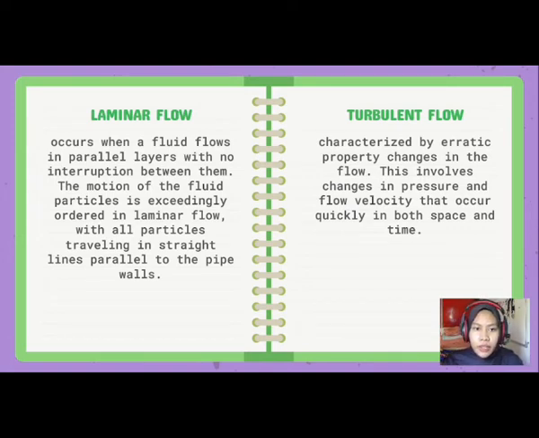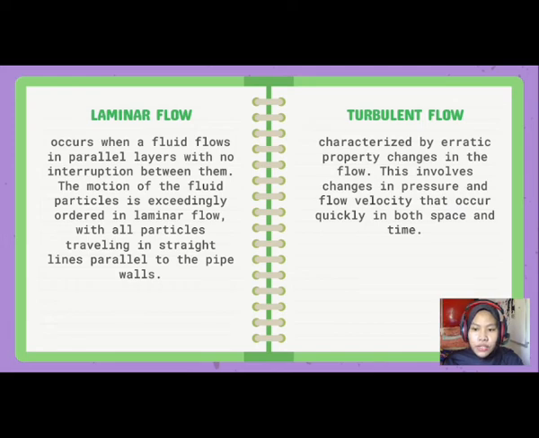Laminar flow occurs when a fluid flows in parallel layers with no interruption between them. The motion of the fluid particles is exceedingly ordered in laminar flow, with all particles traveling in straight lines parallel to the pipe walls. As for turbulent flow, it is characterized by erratic property changes in the flow. This involves changes in pressure and flow velocity that occur quickly in both space and time. Unlike laminar flow, the fluid does not travel in layers and mixing across the tube is extremely efficient.